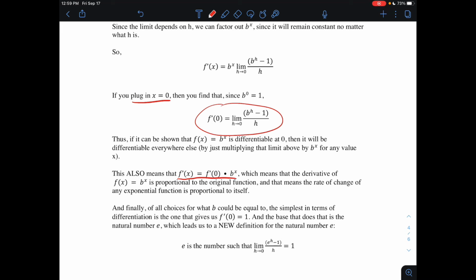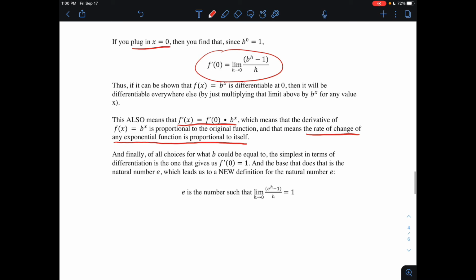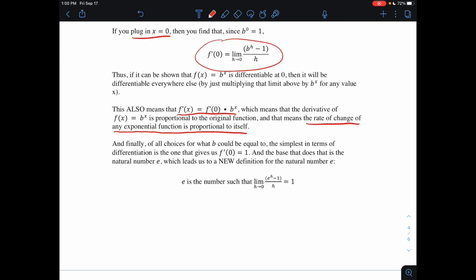Which means that the derivative of f of x equal b to the x is proportional to the original function itself. And that means the rate of change of any exponential function is proportional to itself. That's an important concept. It's telling us that the rate of change of an exponential function is just some number times the function itself. So finally, of all choices for what b could be equal to, the simplest in terms of differentiation is the one that gives us f prime of 0 equal to 1.